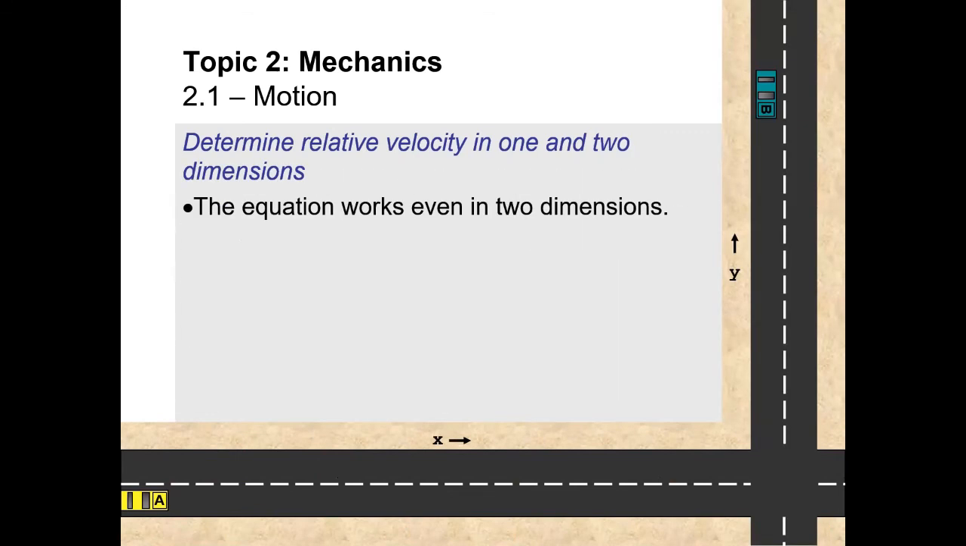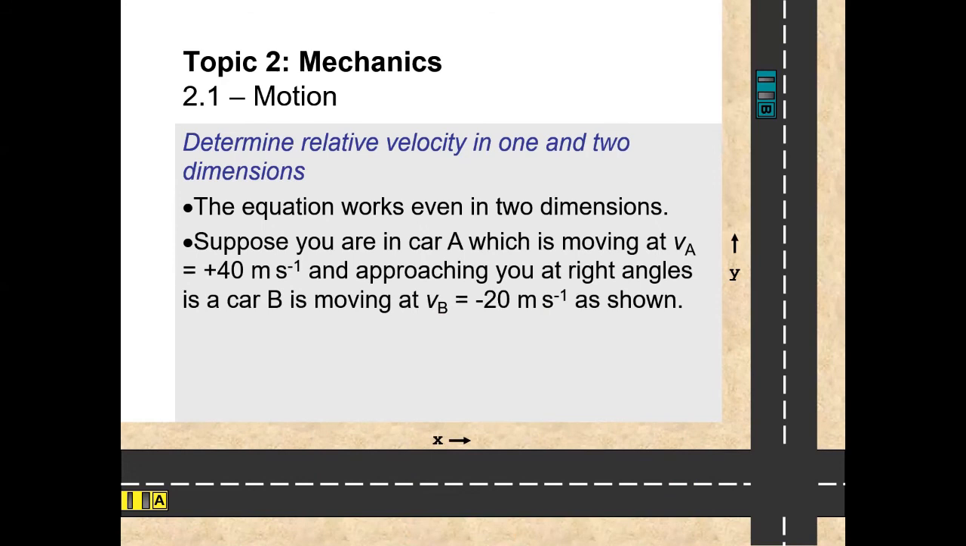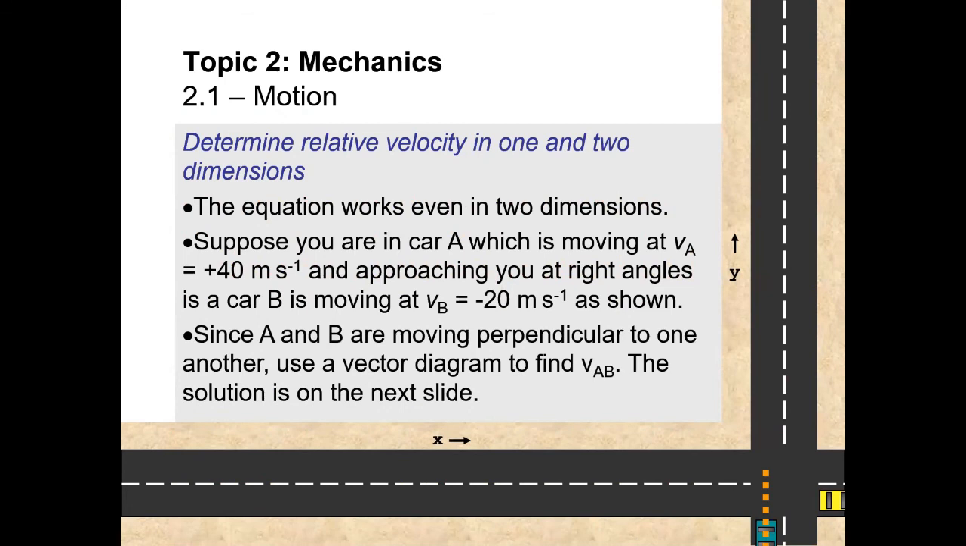The equation works even in 2 dimensions. Suppose you are in car A, which is moving at VA equals 40 meters per second, and approaching you at a right angle is car B moving at VB equals minus 20 meters per second as shown. Since A and B are moving perpendicular to one another, use a vector diagram to find VAB.